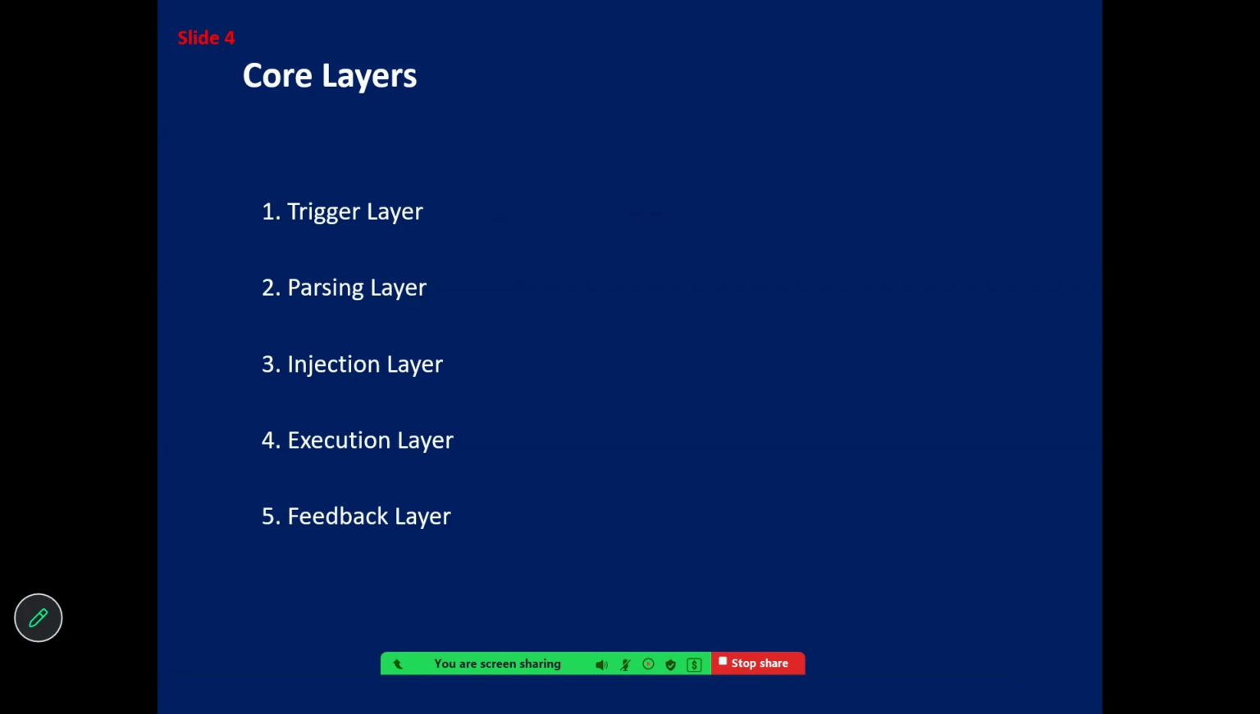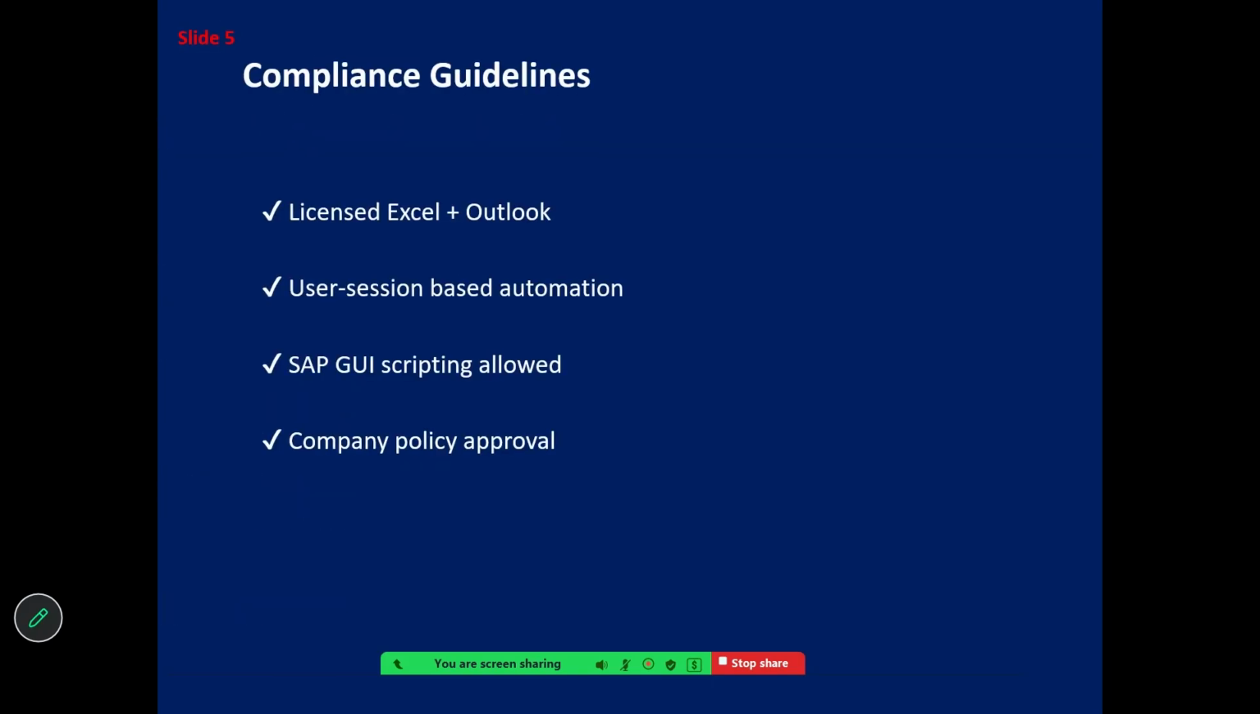Slide 4 Core Layers. The Mobility Engine will work in 5 layers. Layer 1 is the trigger layer. This detects the incoming email request. Layer 2 is the parsing layer. This extracts the command details. Layer 3 is the injection layer. This writes those values into my existing worksheet. Layer 4 is the execution layer. This calls my existing automation engine. And layer 5 is the feedback layer. This returns the result to the requester.